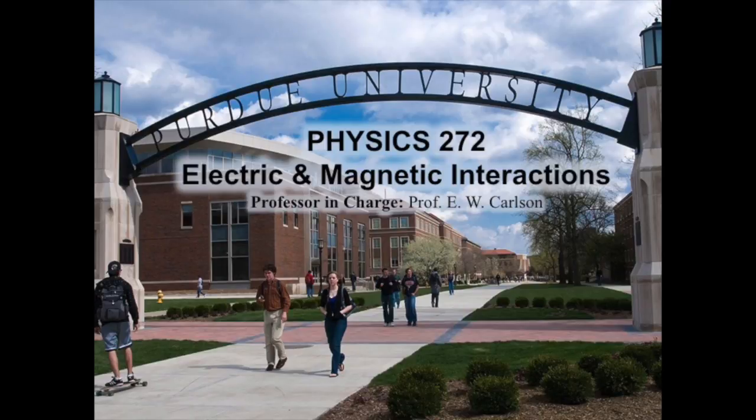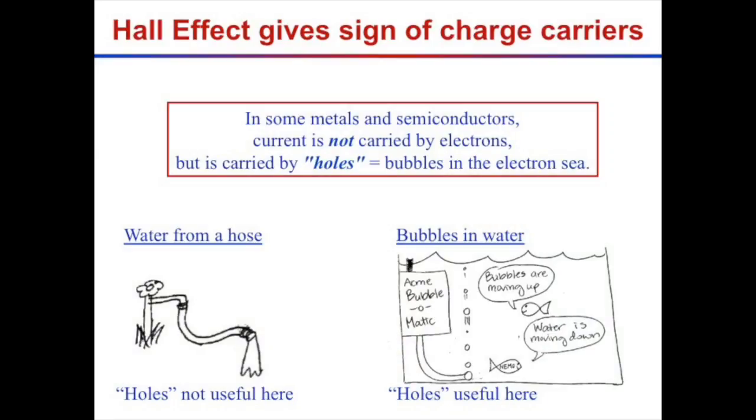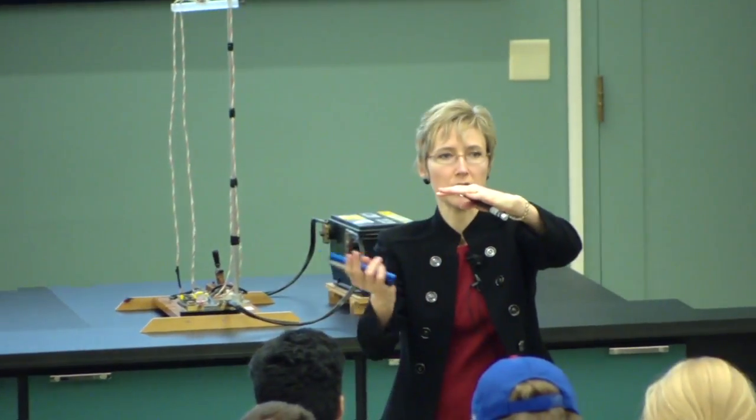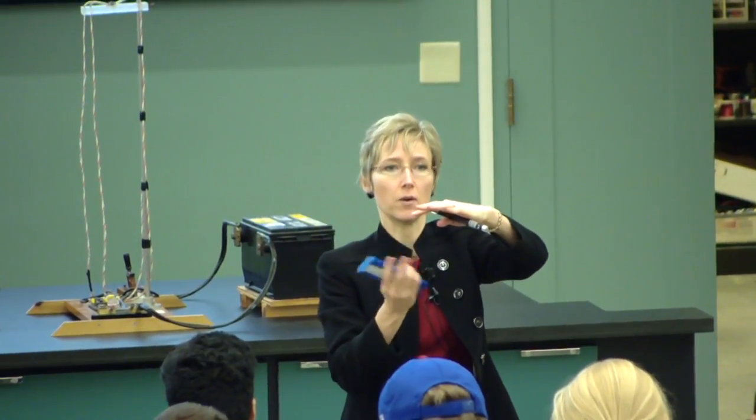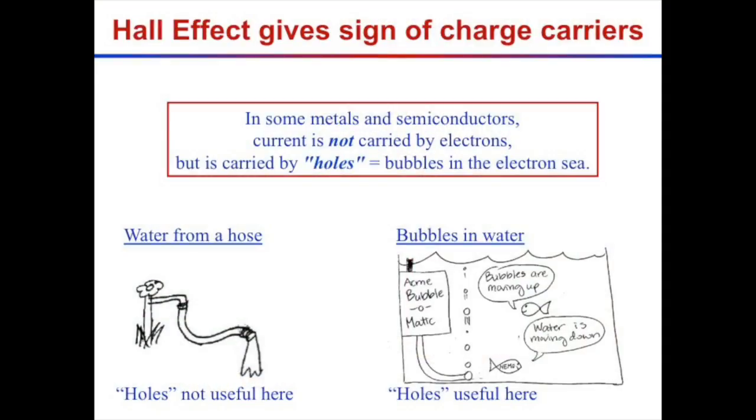All right, welcome back. Last time we talked about the Hall effect, and one of the things that we learned was that in some metals and in some semiconductors, current is actually carried by the absence of electrons, which is kind of weird. What we mean by that is that if you have an electron sea and the main thing that you see is bubbles in the electron sea going by, then you may as well address the problem in terms of holes. Holes are like bubbles in the electron sea.